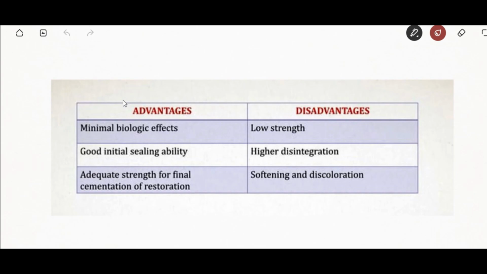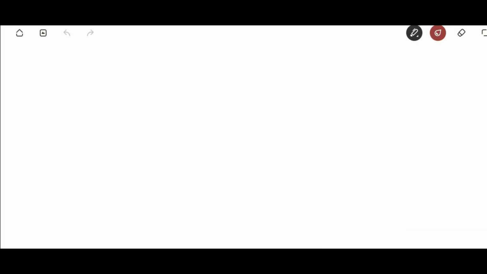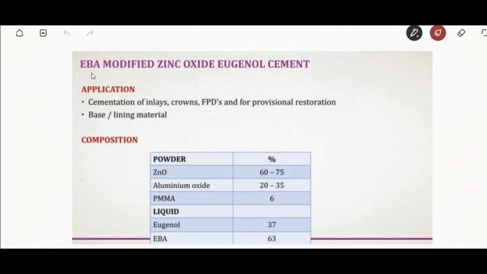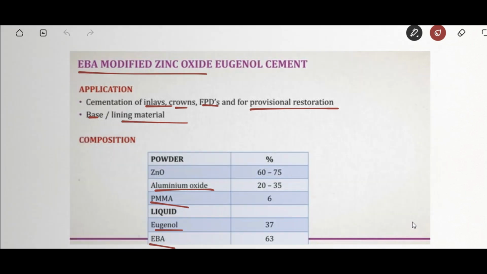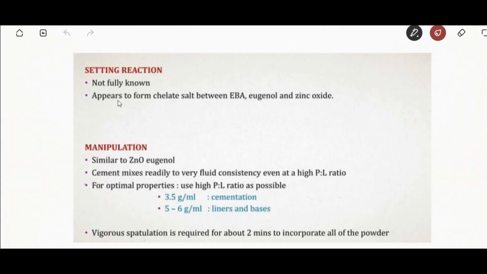Another is the EBA modified zinc oxide eugenol cement. It is used for cementation of inlays, crowns, FPDs, and provisional restorations. The powder has aluminium oxide along with zinc oxide and polymethyl methacrylate. The liquid is eugenol and EBA. These are the properties: setting time, film thickness, compressive strength, tensile strength, all the values.